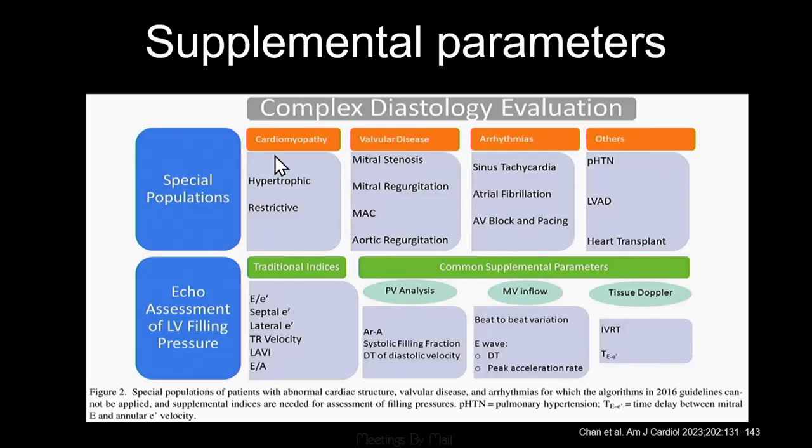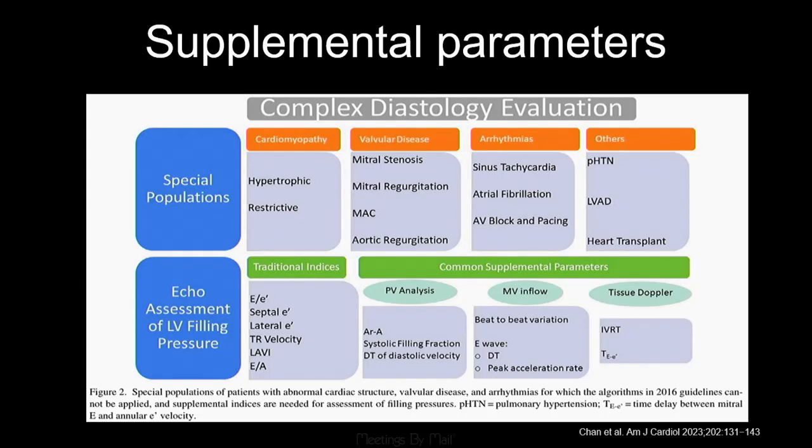This is a nice visual just to summarize what we'll be talking about. This is a list of our special populations up top that I just mentioned earlier. In the bottom left-hand corner is what we typically think of as standard indices for our patients: the E to E prime, the E prime velocity, our TR velocities, our LAVI. As we explore more supplemental parameters, on the right-hand side, we can look at our pulmonary veins, as we talked a little bit about earlier: our A velocities, our A reversal velocities, our systolic filling fractions, our decel time of our diastolic filling, our diastolic velocity.